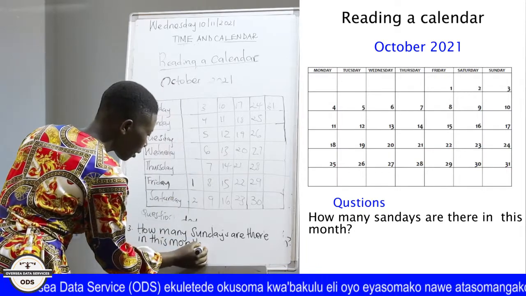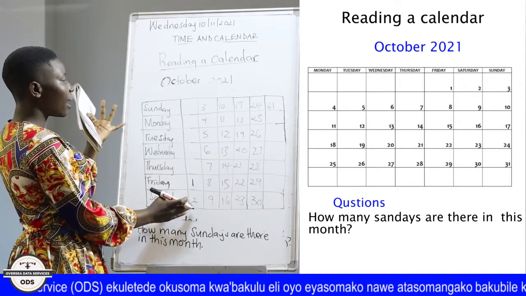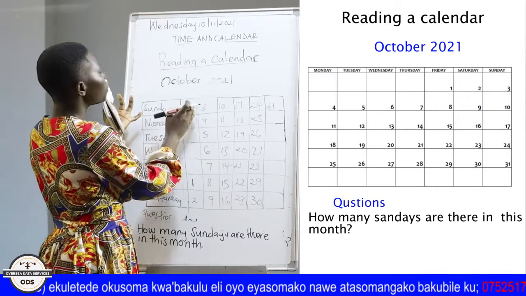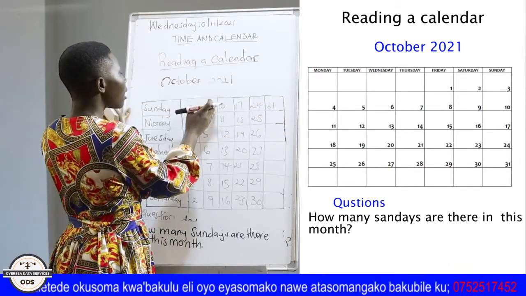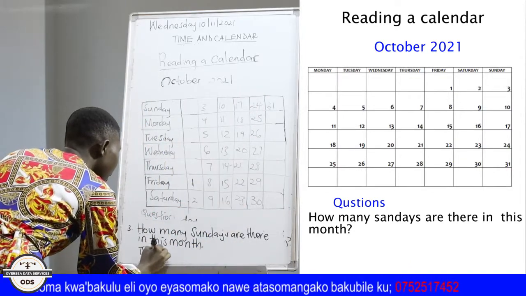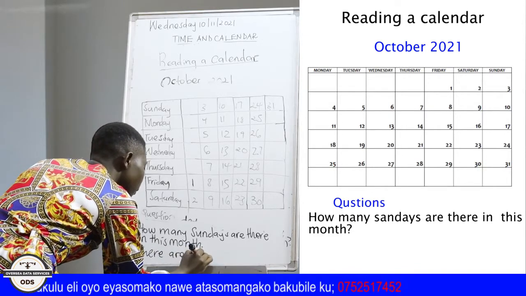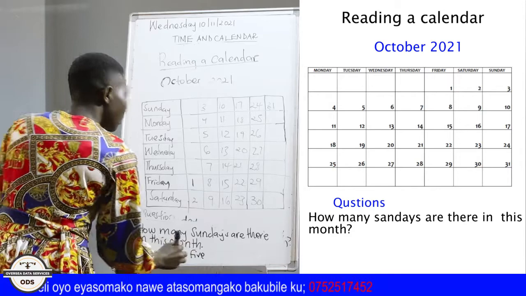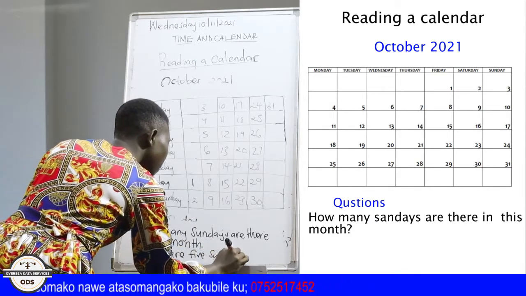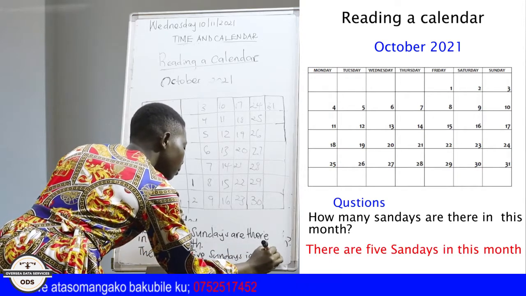Okay? How do you get it? We have our calendar here. I told you, you go to the Sunday column. Our Sunday column is here. Then you count the dates. We have 1, 2, 3, 4, 5. There are five Sundays in this month.